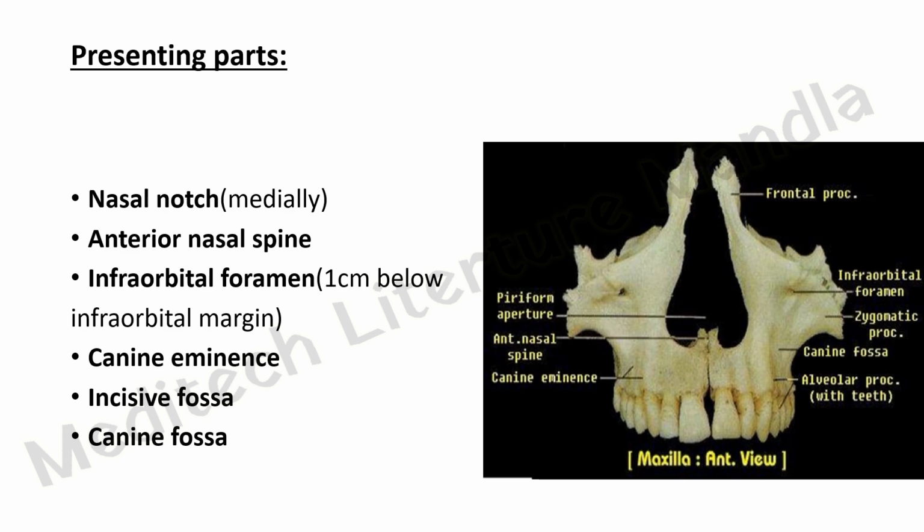Now there is a depression behind this canine eminence as well as anterior to it. The depression anterior to this canine eminence is known as incisive fossa. It lies above the incisor teeth. And the depression posterior to this canine eminence is known as canine fossa. So these are the parts that are seen on maxilla.